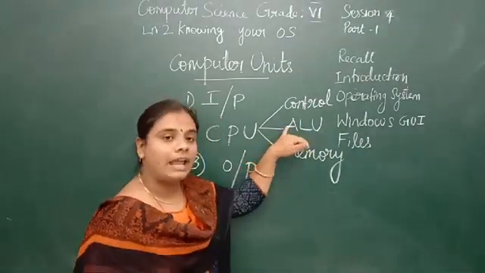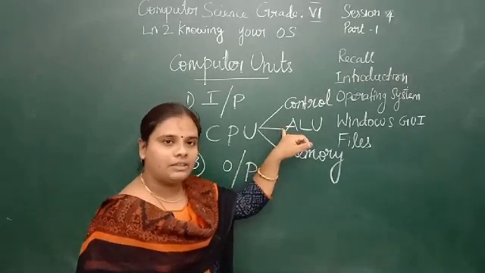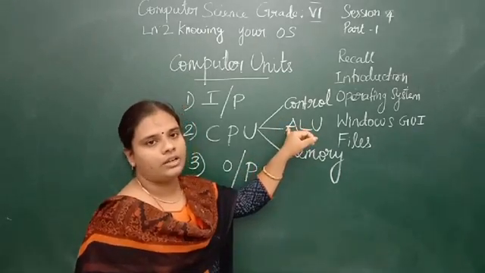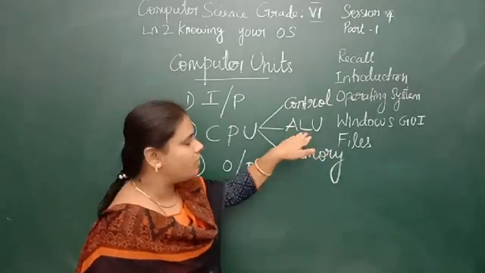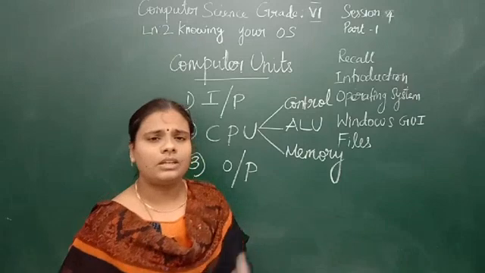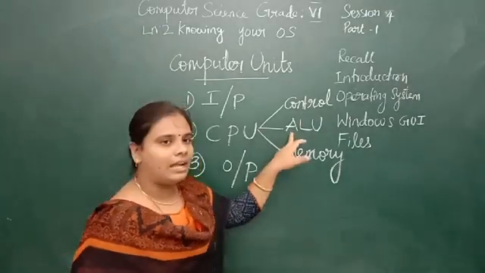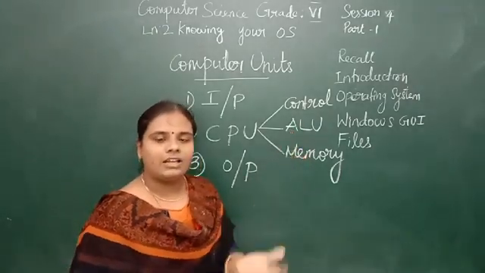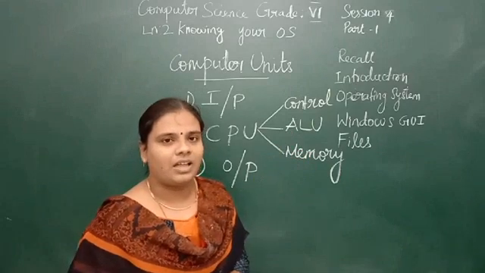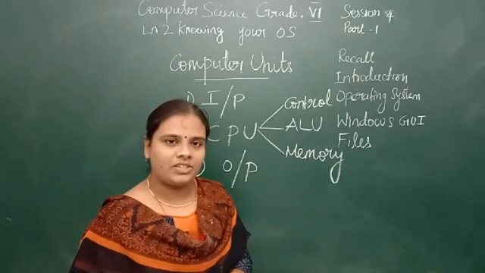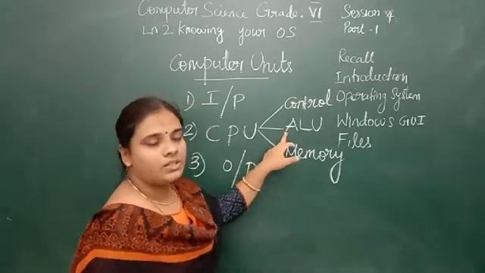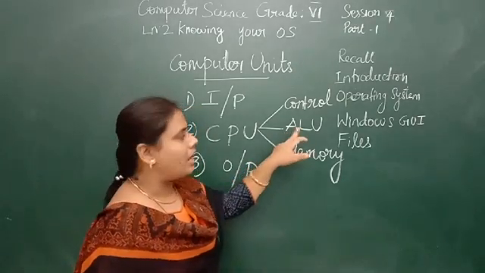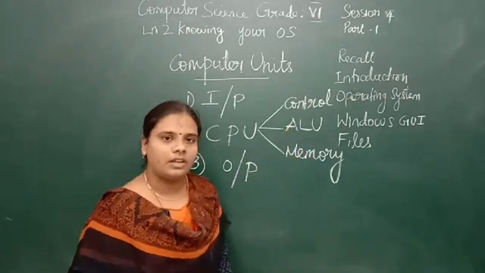Next one, ALU. ALU is nothing but the arithmetic and logic unit. Arithmetic means math, right? This unit is used to do calculations. What are the arithmetic calculations? Addition, subtraction, multiplication and division. This unit is used to perform calculations, and logical operations also we can do.